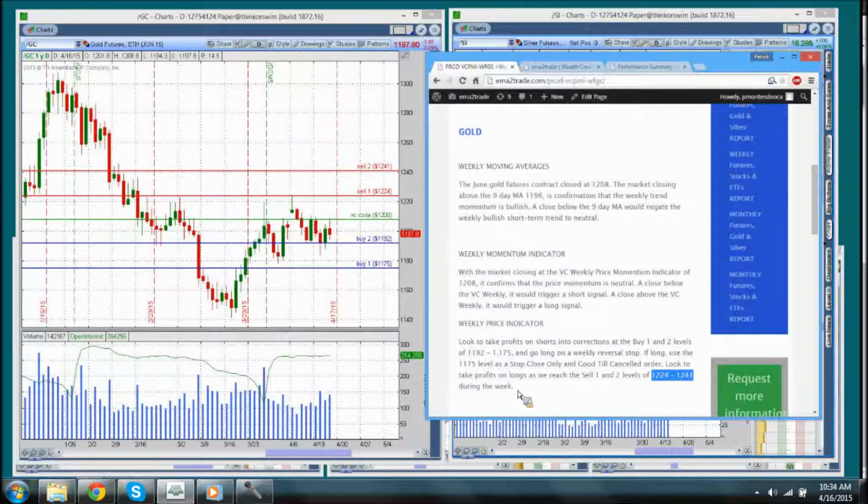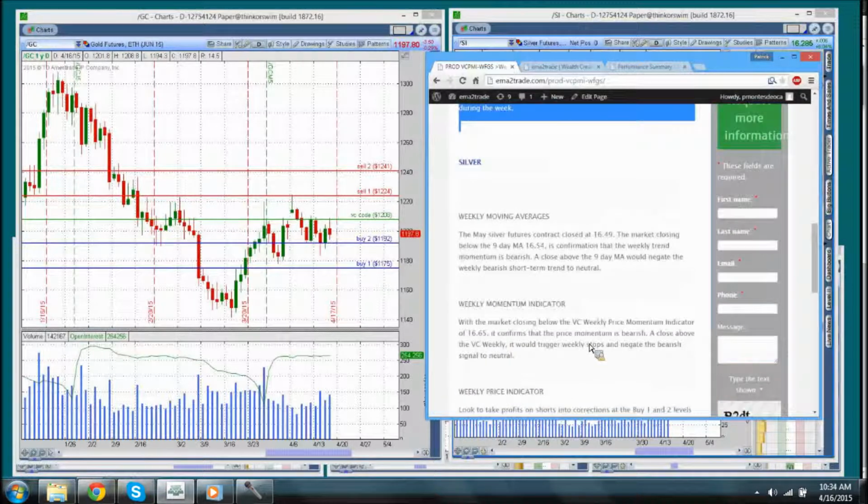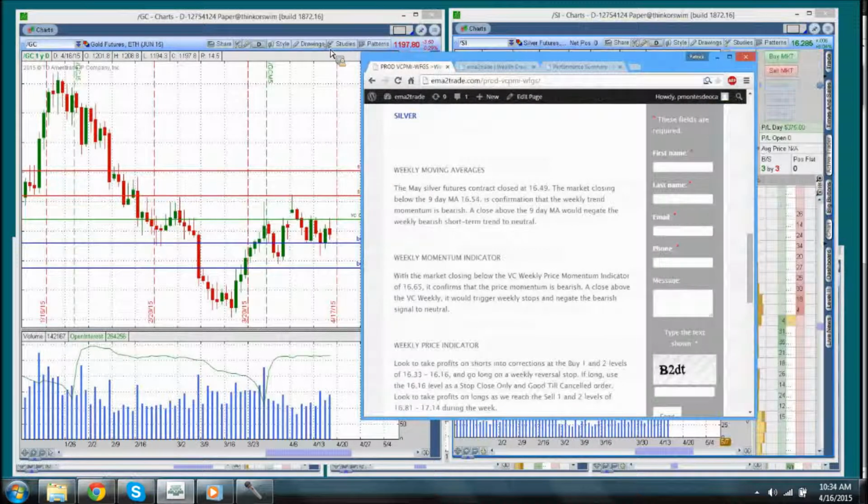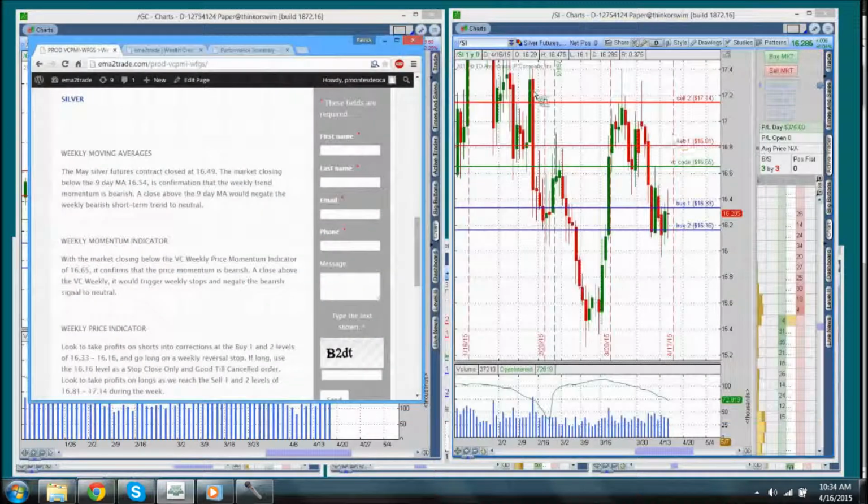If you're long, then it tells you here, if you're long, take profits at sell 1 and sell 2 levels, which is 1224 to 1241 during the week. Let's take a look at the silver market here, which is trading at 1628.50.